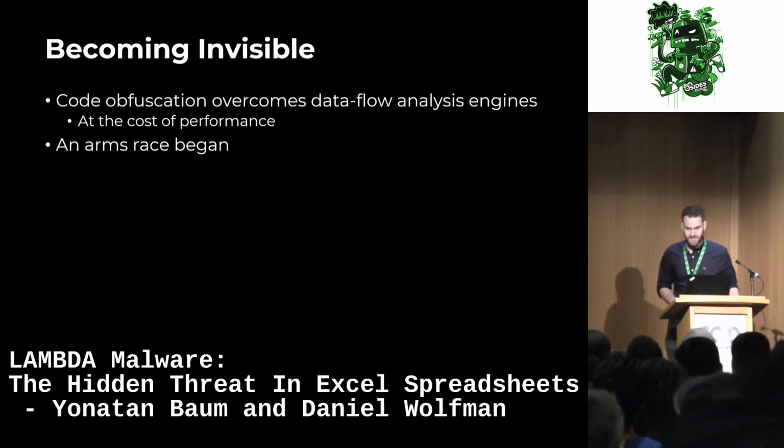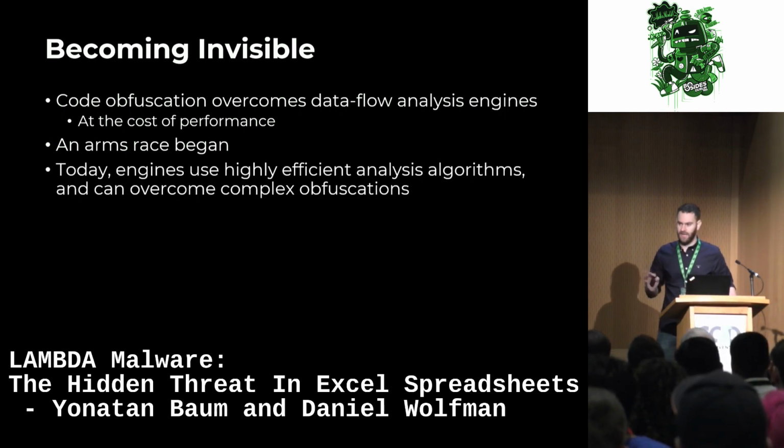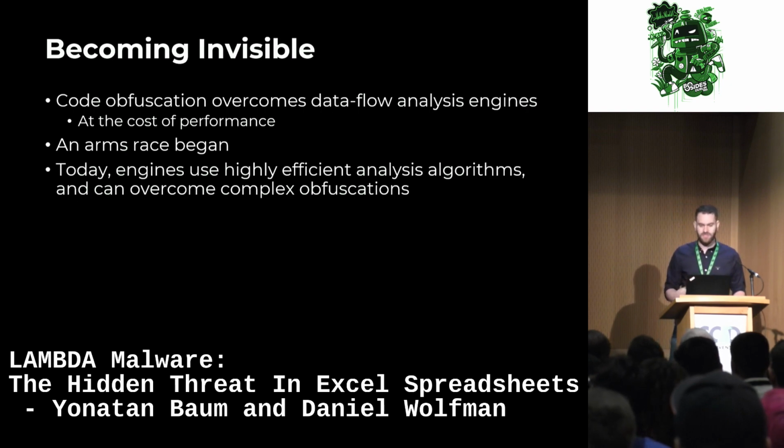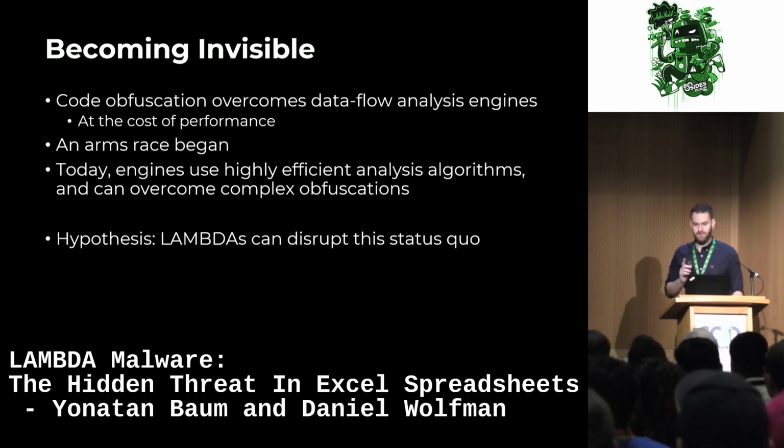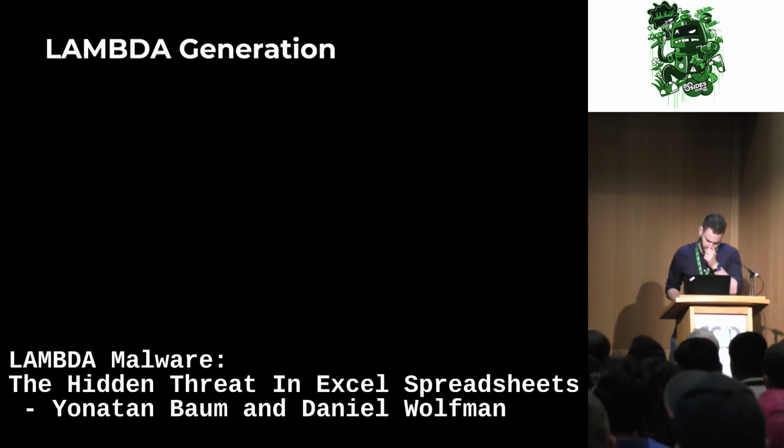Now, as previously mentioned, today, more or less, it can be said that the engines have the upper hand. They can detect just about any malicious macro out there, overcoming even the most complex obfuscations, using highly intelligent algorithms and plenty of resources. And I theorized, maybe I could use lambdas to tip the scale in my favor as the hacker. Let's understand how I did it.